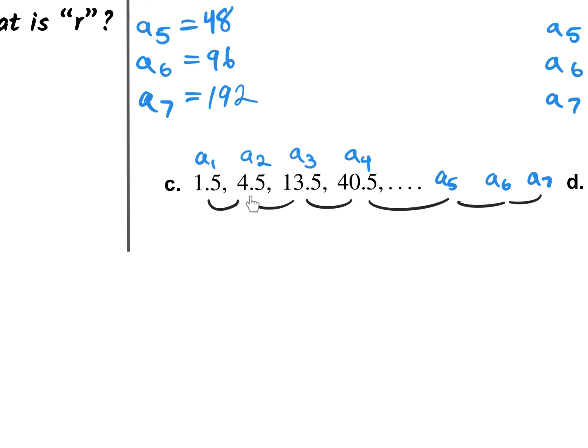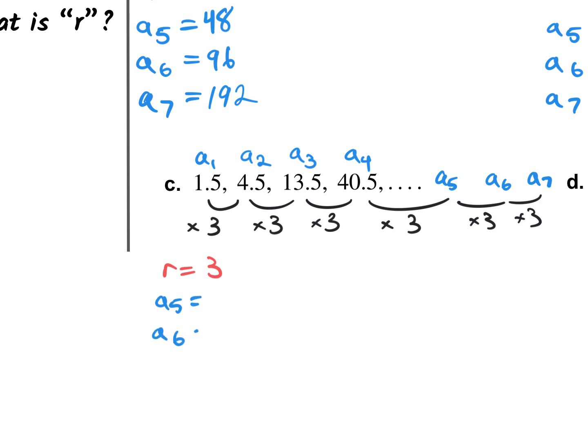So how does it change from 1.5 to 4.5? We'll take 4.5 and divide 1.5, or take any of the further digits in the sequence and divide the prior, and you'll find the number that we're multiplying by each step. So in this example, we're multiplying by 3. Therefore, our common ratio is 3.